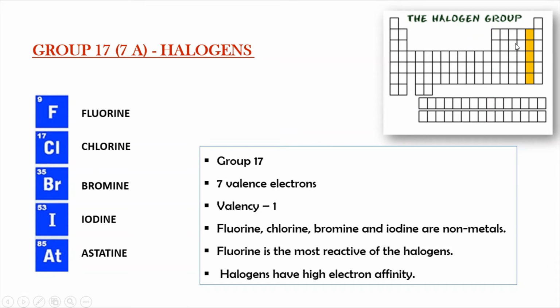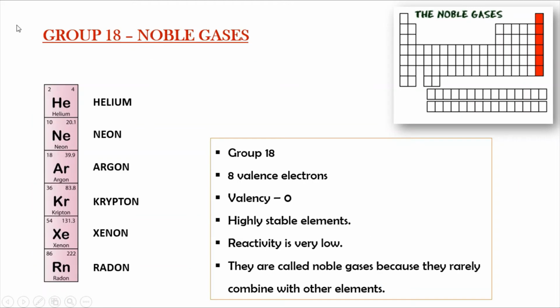Elements in group 17 are called halogens. There are 7 valence electrons and valency equal to 1. Fluorine, chlorine, bromine and iodine are non-metals. Fluorine is the most reactive of the halogens. Halogens have high electron affinity.